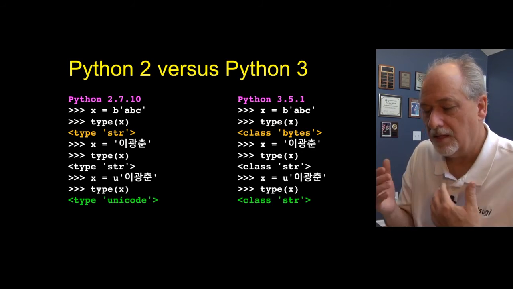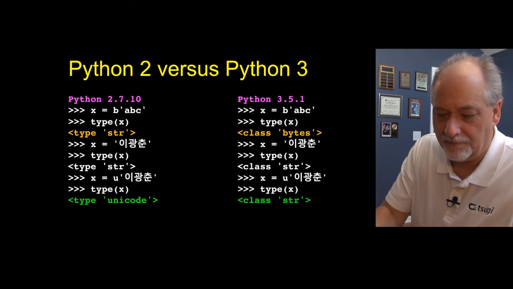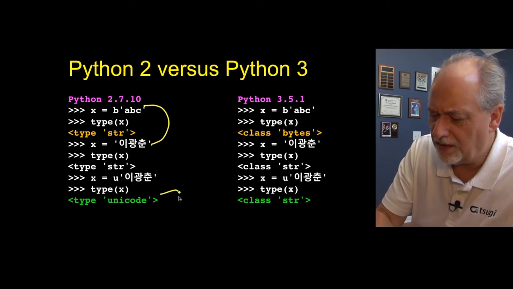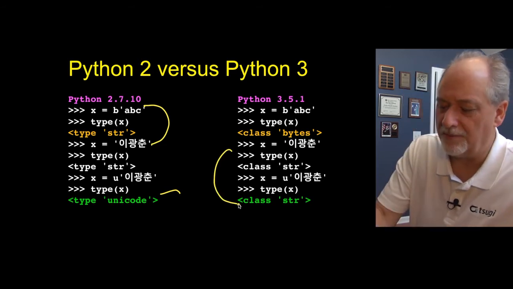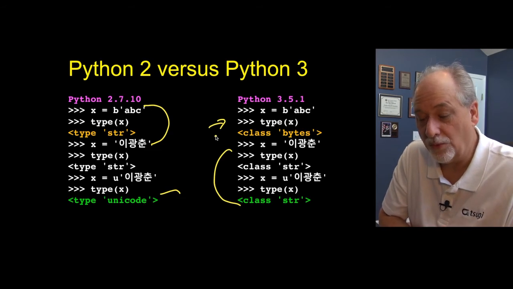So Python 2 had bytes and strings that were the same. Bytes and strings are the same, and Unicode is weird. And in Python 3, strings and Unicode are the same, and bytes are weird. Okay, and so that's what we've got to deal with.